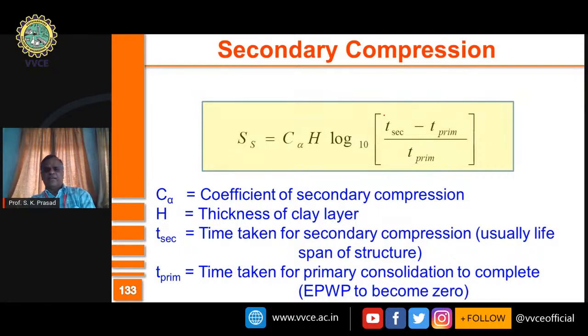The secondary compression is also called creep. Many a time we call it creep settlement. The formula for this involves C alpha, which is the coefficient of secondary compression. It depends upon the type of the soil. H is the thickness of the clay layer. So it happens only in clay soil, not in silts, not in inert materials like granular soil. Log to base 10 of: in the numerator, you have time taken for secondary settlement minus time taken for primary settlement. In the denominator, you have time taken for primary settlement.